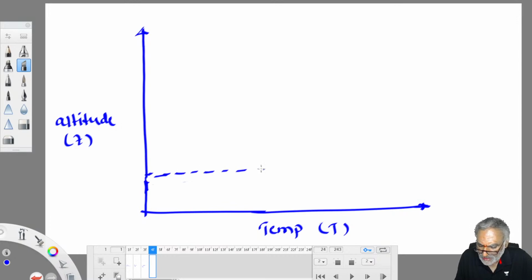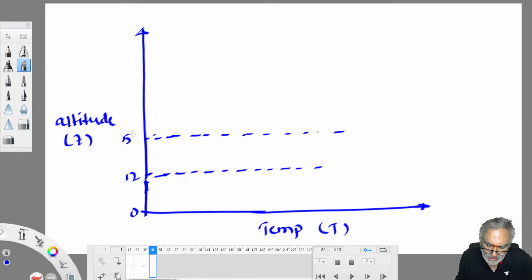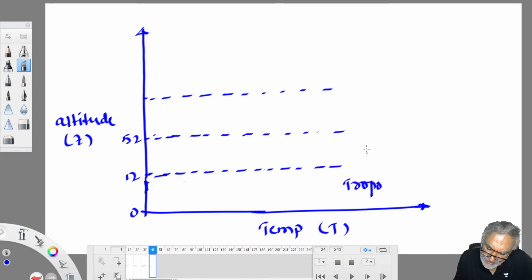Assume 0 to 12 kilometers, 12 to 52 kilometers, things will be different. 52 to 90 kilometers, things are different. Above 90, things are different. So this is called troposphere, this is stratosphere, this is mesosphere, and on the top of it the ionosphere. This is purely based on temperature changes.